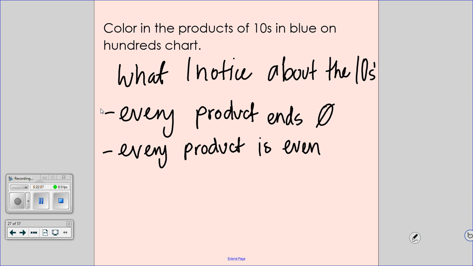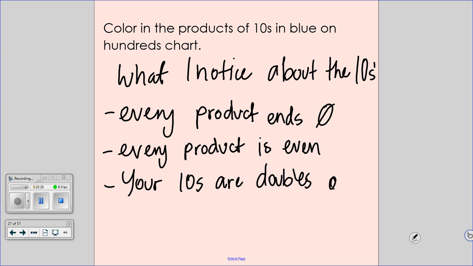Your 10s are double of your 5s. If you double your 5s, you will get your 10s. Your 10s are doubles of your 5s. Let me prove that to you.